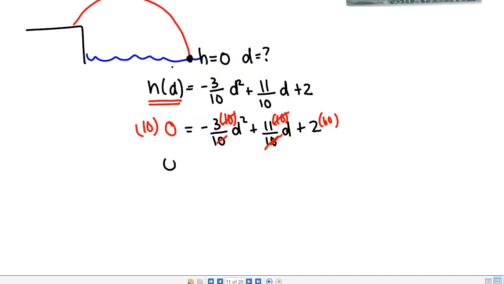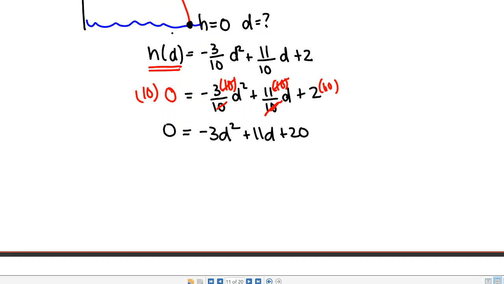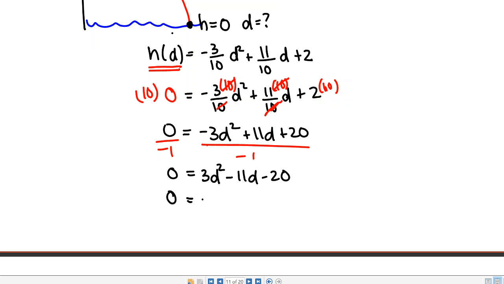So we get 0 is equal to negative 3d squared plus 11d plus 20. And then remember, I also said I like to have my a value be positive because that makes life easier as well. So I'm just going to divide everything by negative 1. So I get 0 is equal to 3d squared minus 11d minus 20. And that'll just make it a little bit easier for me to factor.